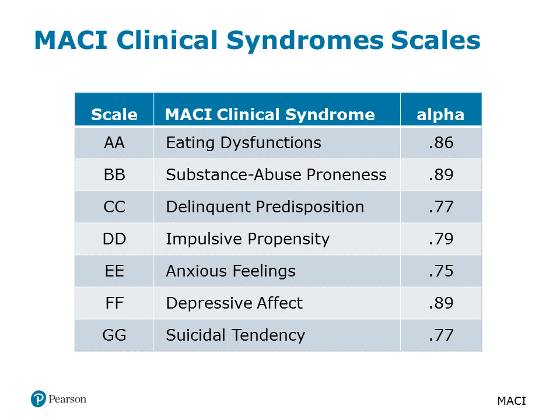Similarly, when you look at the clinical syndrome scales, these 7 scales assess symptoms that tend to cluster together into well-defined clinical syndromes. For example, anxiety and depression, but also suicidal tendency, eating dysfunction. Certainly substance abuse is an area of concern when you think about adolescents and teenagers. And then what about delinquent predispositions and impulsive propensities? Again, when you look at the internal consistency of the scales, you'll notice that the alpha coefficients are acceptable to good.